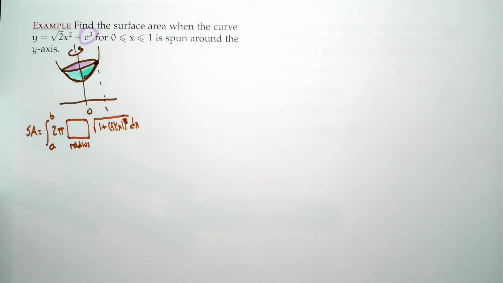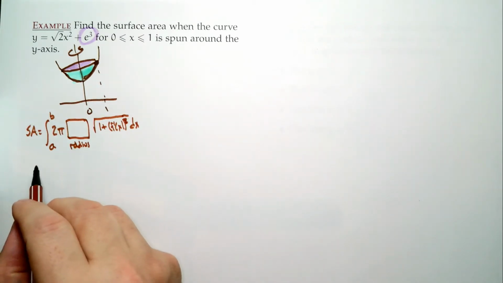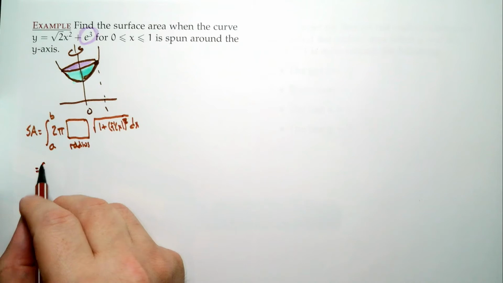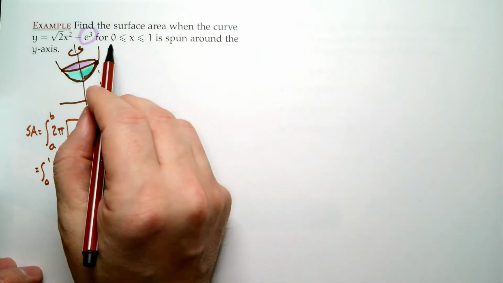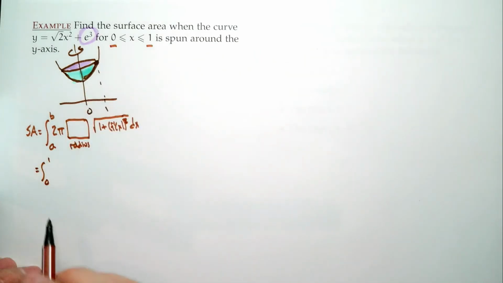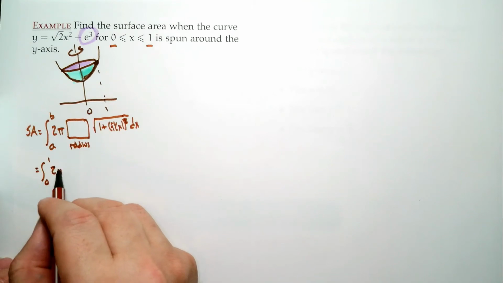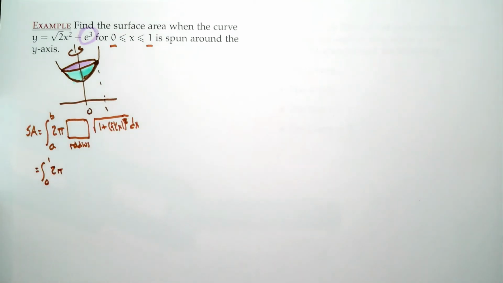All right, so that's what we need to find. So let's go through and fill in these pieces. What's a to b? 0 to 1, and we know that because it tells us 0 to 1. The 2 pi is the 2 pi. Now, the r of x.